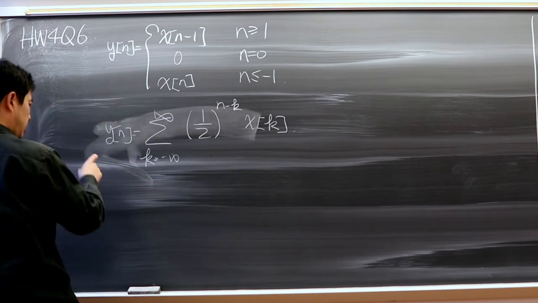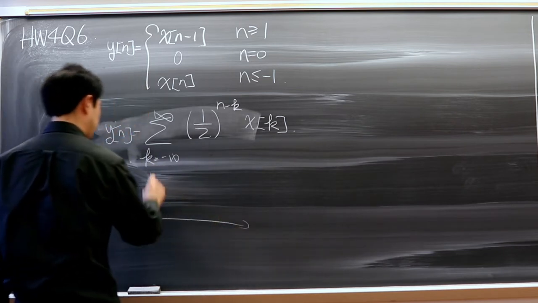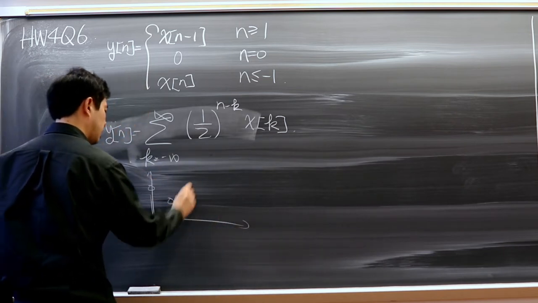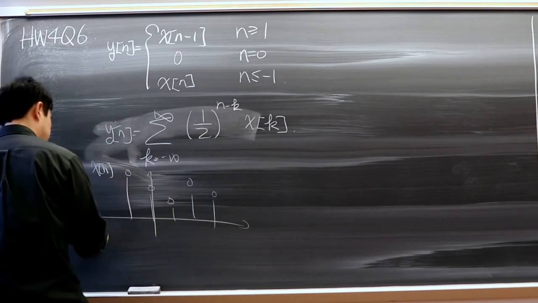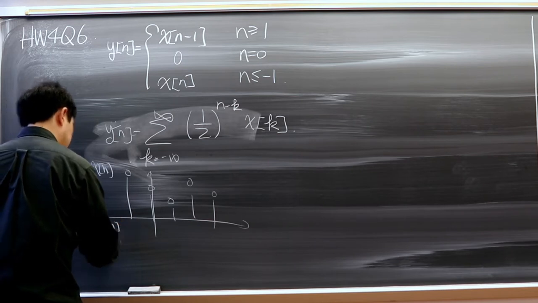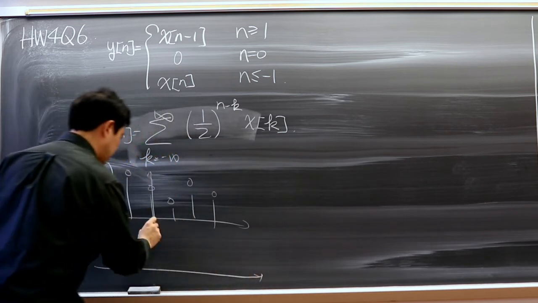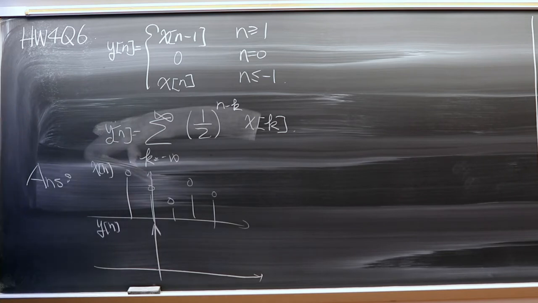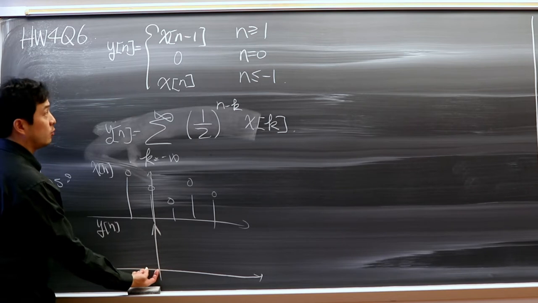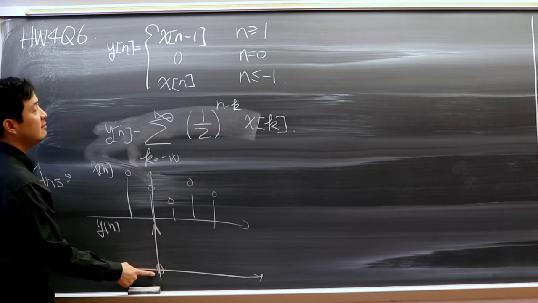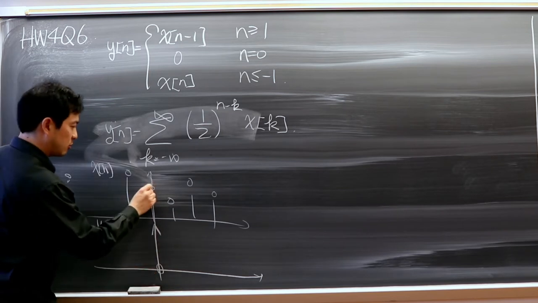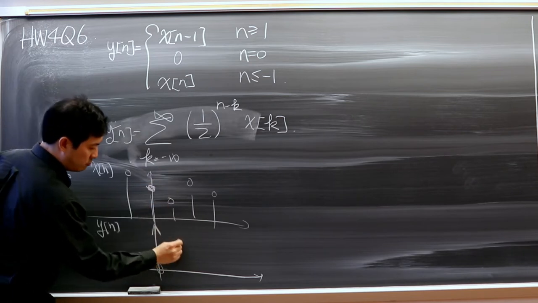So if my x of n is this signal, again I'm giving an arbitrary signal, this is x of n. Now the first goal of mine is to understand what y of n is going to look like. How do I do that? When n equals 0, what is y of n? 0. Very good. When n equals 1, what is y of n? x of 0. So I'm copying this one and replacing it here.